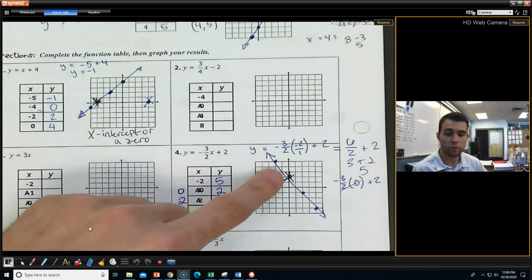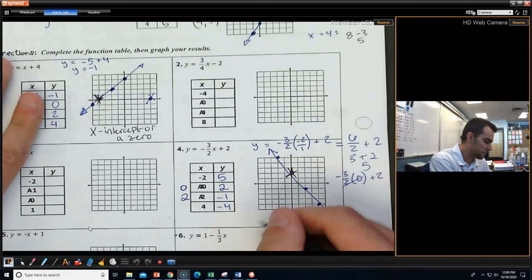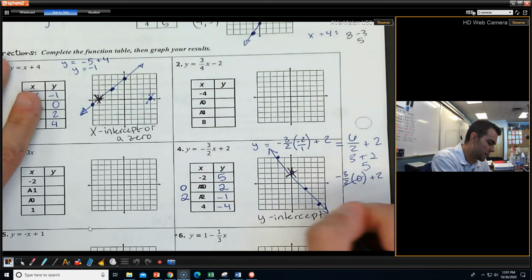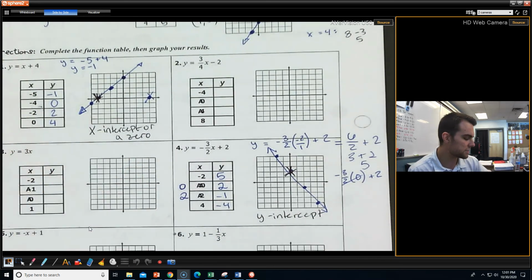This one crosses the y-axis, so we call it the y-intercept. But we don't call it the zero of the graph. We just call it the y-intercept. It doesn't get a cool, fancy number associated with it, so kind of limited right there.